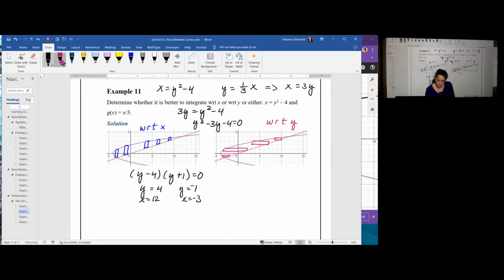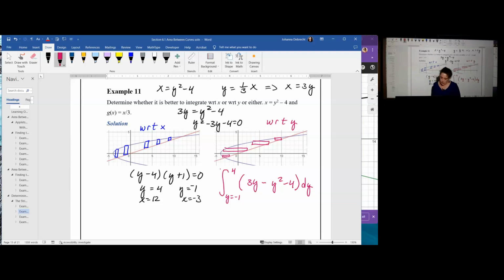To integrate then with respect to y, I would integrate from the lower y value of y equal to -1 up to 4. I would have the right function, which is the line, 3y, minus the left function, y squared minus 4. This would be with respect to y. I could set it up to do it instead with respect to x, but it would involve two definite integrals, and because x equals y squared minus 4, a radical as well.